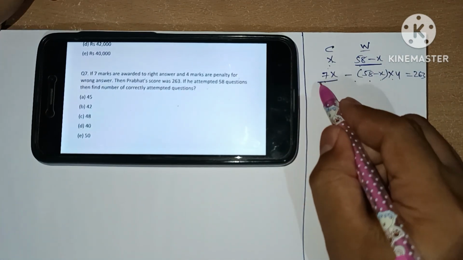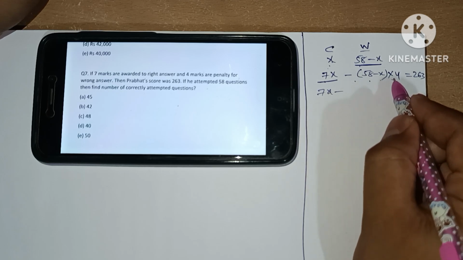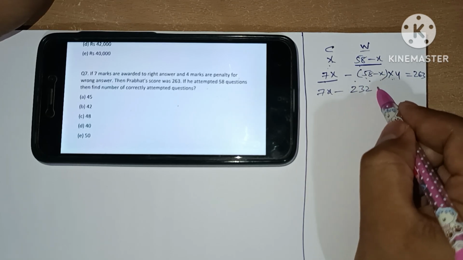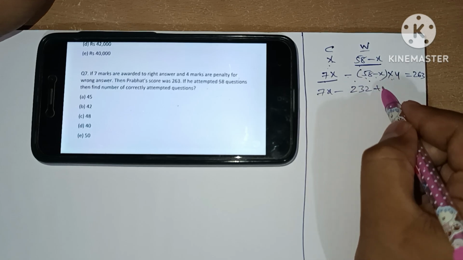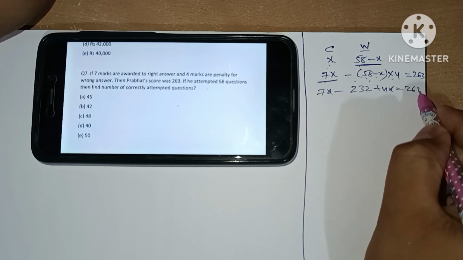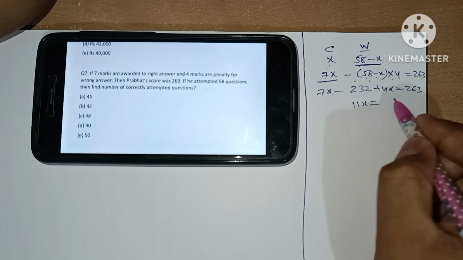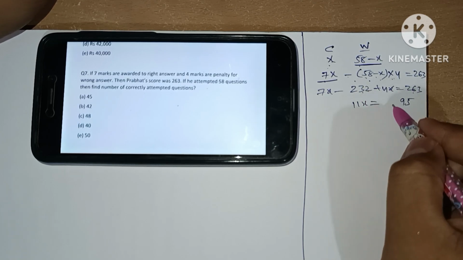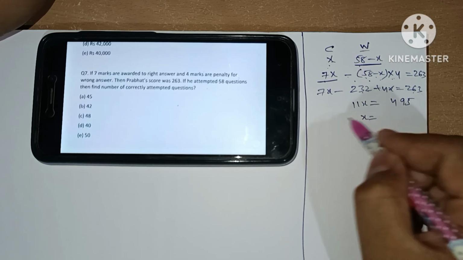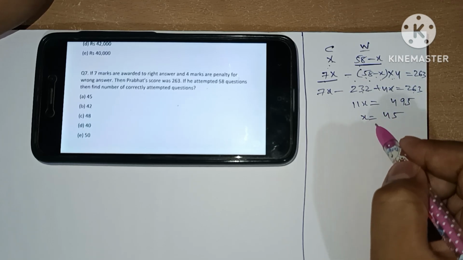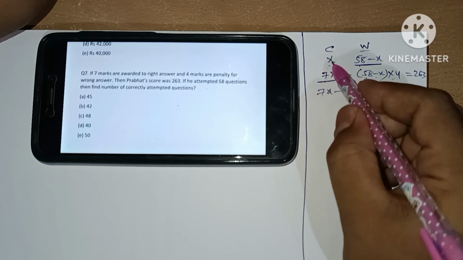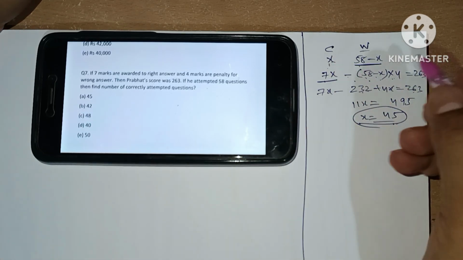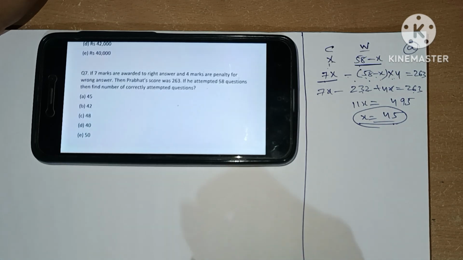So this is 7x minus 58 times 4, which will be 232, and minus and minus will be plus 4x, equals 263. So here we get 11x equals 495. So the x value we get is 45. So x value is 45, meaning correct answers are 45. Option A is our answer. So the answer for this one is A.